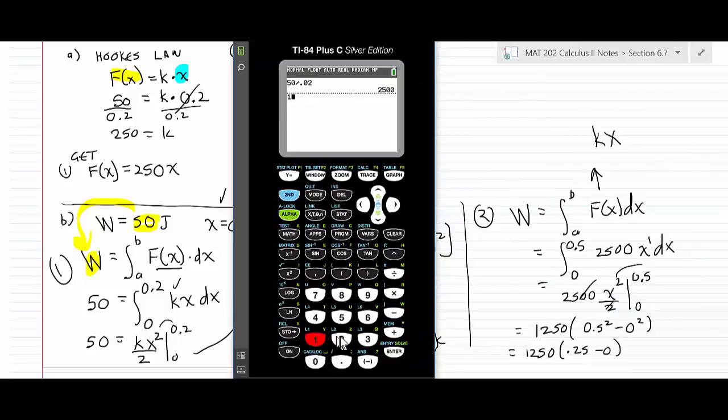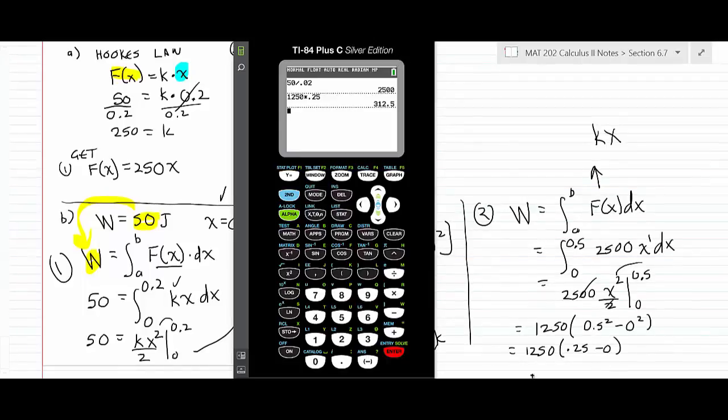So it looks like we just need to take 1250 and multiply that by 0.5 squared, which is 0.25. And let's see, that gives 312.5. So the final answer is going to be 312.5. And what are the units for work again? Joules. Be sure you pay attention to the units on that. Okay, and that's the problem.